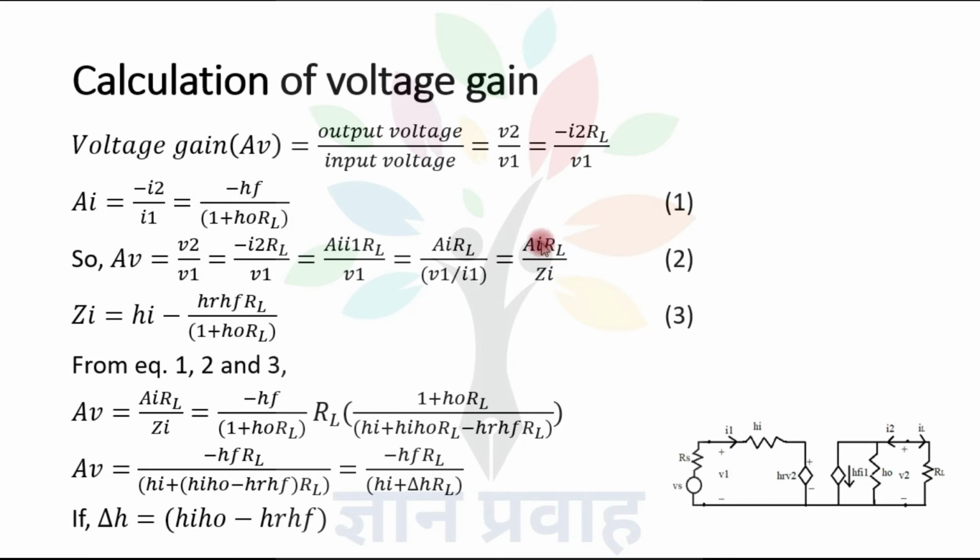Now we are simply putting the values of AI and Zi in this expression, and we can find the value of AV. AV equals AI RL upon Zi, where AI is minus HF upon 1 plus HO RL, and Zi is given here. We simply place the value of Zi in this equation and solve for AV. So AV is minus HF RL upon HI plus del H RL, and del H is HI HO minus HR HF. That is the expression for voltage gain.